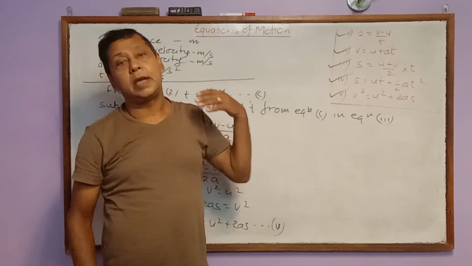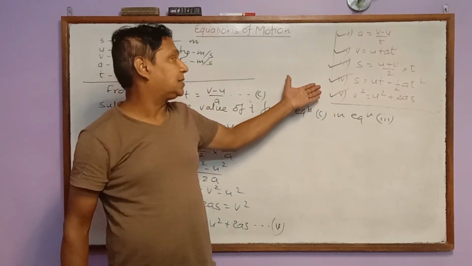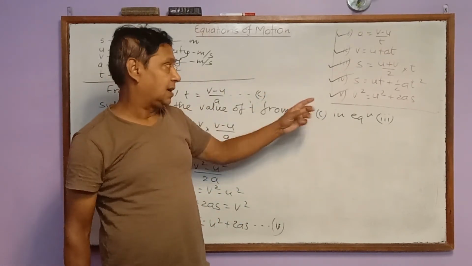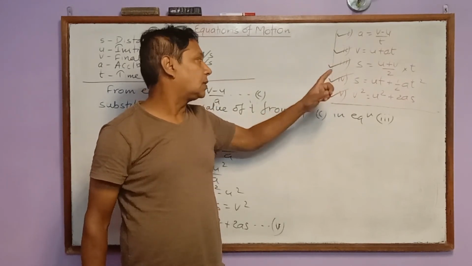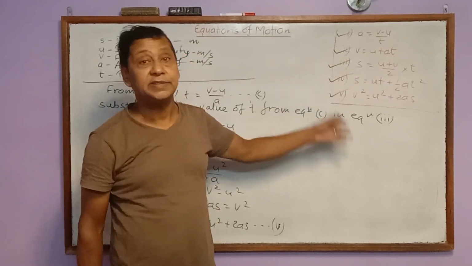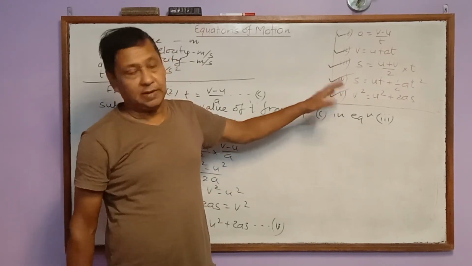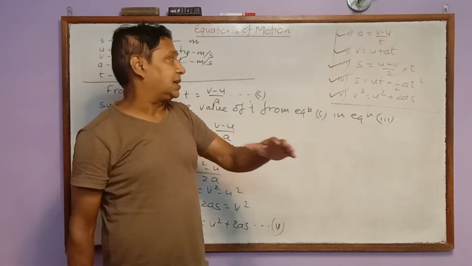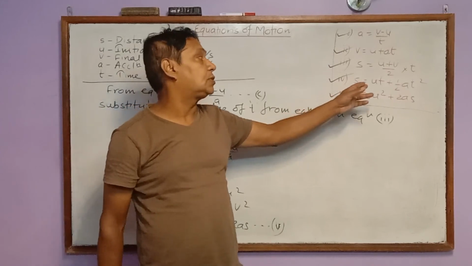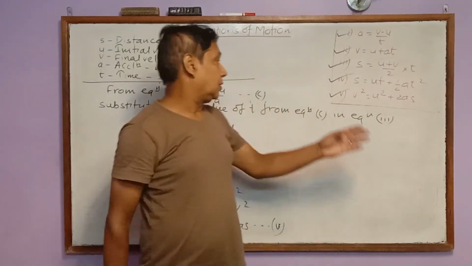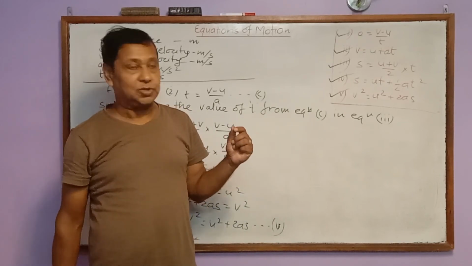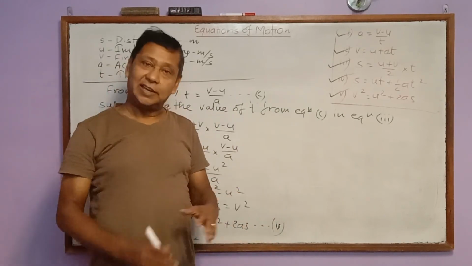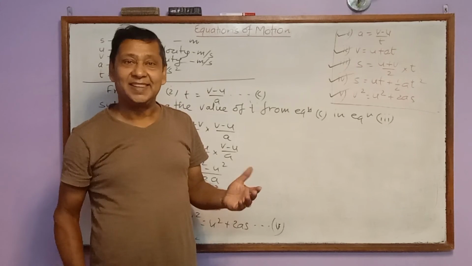Now in the next class we'll talk about them again, but at that time we'll prove this 4th and 5th equation, which are highlighted differently. I mean to say, you may be asked in the examination to prove s equal to ut plus half at square only, or you may be asked to prove only v square equal to u square plus 2as. It will come in the next class. Okay, this much for today.